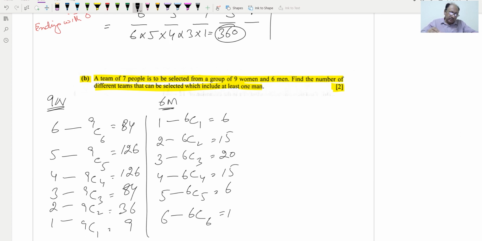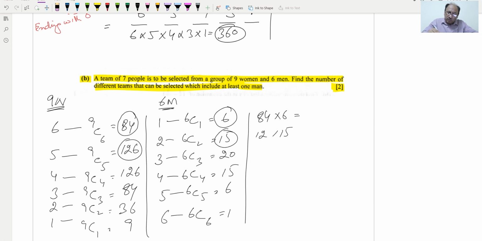Now these are the teams which we can make. We can take 6 women and 1 man, so they will be multiplied. So it will be 84 into 6, similarly we'll multiply 126 into 15, 126 into 20, 84 into 15, 36 by 6 and 9 by 1, and the addition of these will be our answer.